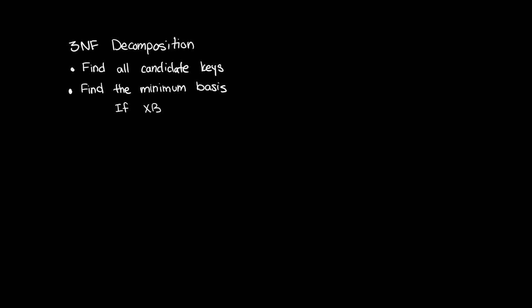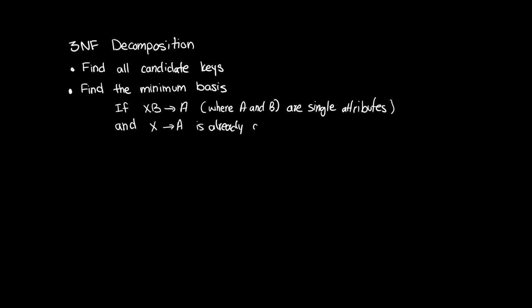If a functional dependency XB goes to A, where B and A are single attributes, and X goes to A exist in the set of functional dependencies, then the first functional dependency is unnecessary and would be deleted from the set of functional dependencies.